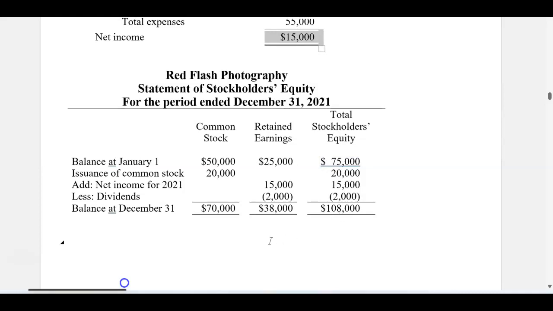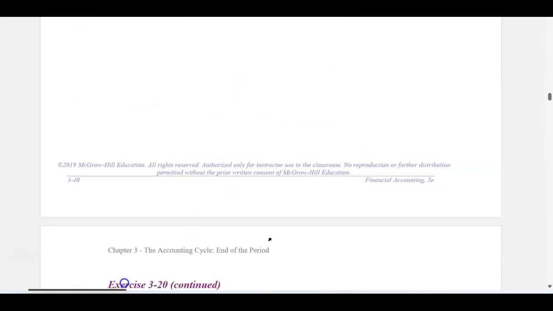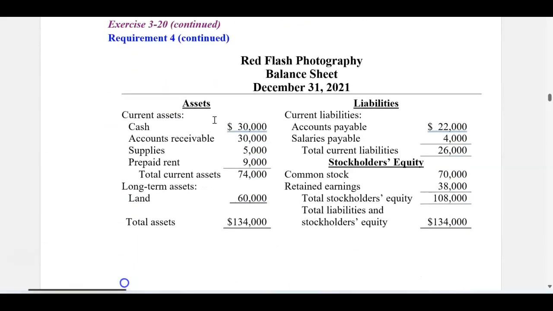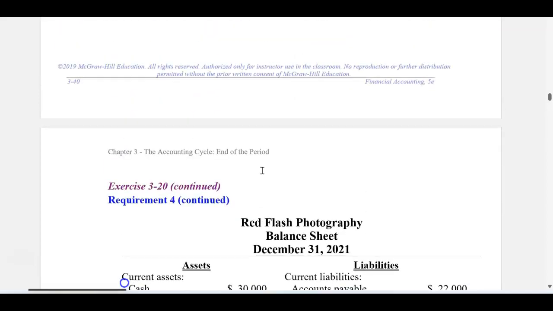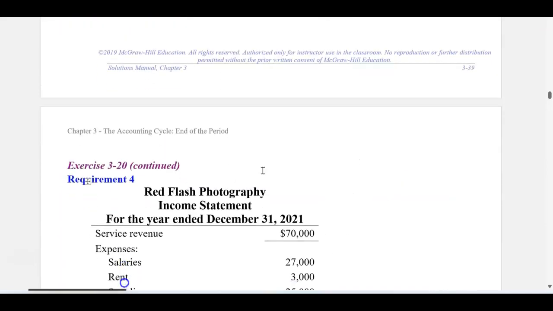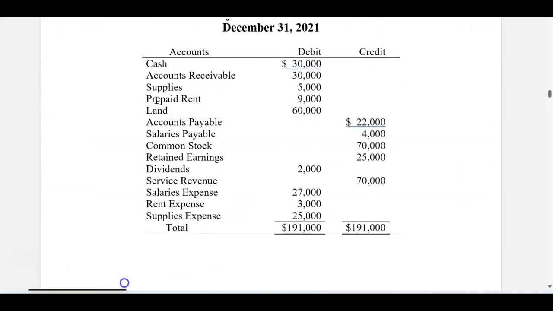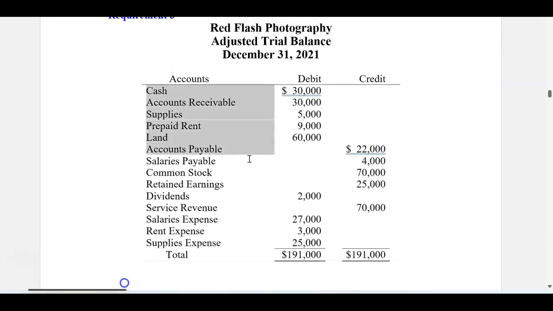Now, using this information, you prepare your balance sheet. Again, all assets come from here up to there. Assets, that's your asset. That's your liability.